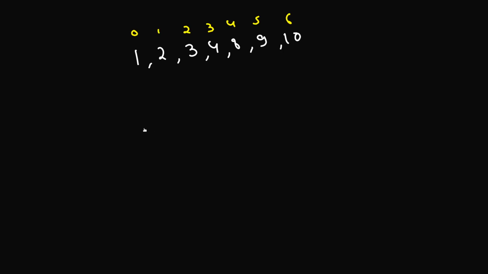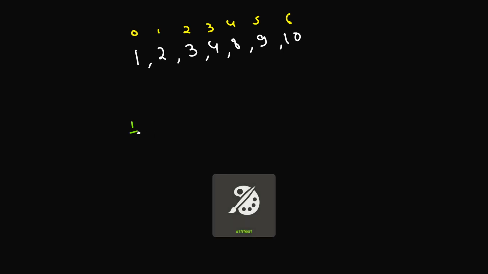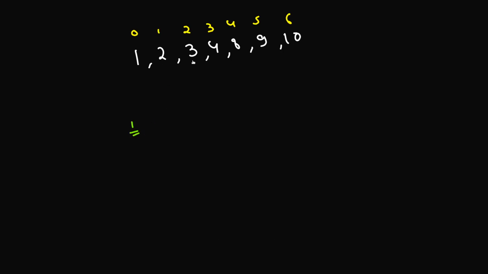Let's try to find the lower bound for say 1. Which position in this array corresponds to a number which is greater than or equal to 1, the first such position? The value is this. So 1 is the value which is greater than or equal to 1, and it's located at index number 0. So the lower bound of 1 is at position 0.